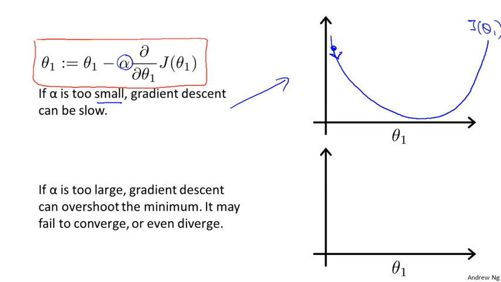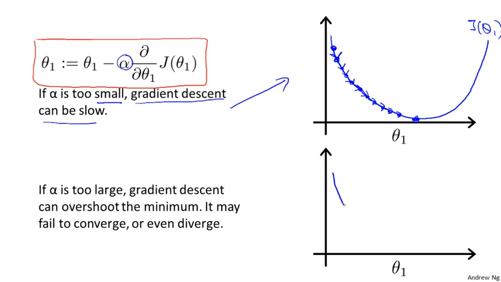Then from this new point, I'm going to take another step, but if alpha is too small, I'm going to take another little baby step. If my learning rate is too small, I'm going to end up taking these tiny, tiny baby steps to try to get to the minimum, and I'm going to need a lot of steps to get there. So if alpha is too small, gradient descent can be slow, because it's going to need a lot of steps before it gets anywhere close to the global minimum. Now, how about if alpha is too large?